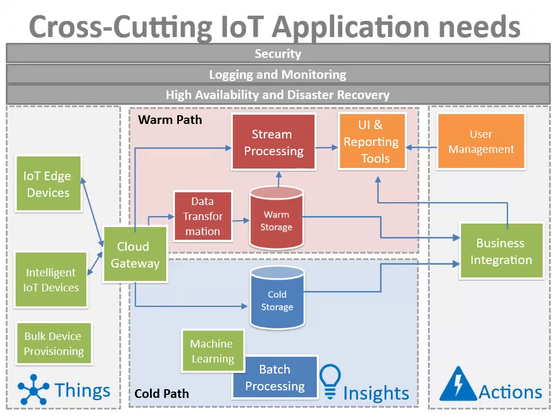There are multiple cross-cutting needs for IoT applications that are critical for success, such as security, logging and monitoring, and high availability and disaster recovery. Security is a critical consideration in each of the subsystems. Protecting IoT solutions requires secure provisioning of devices, secure connectivity between devices, edge devices, and the cloud, secure access to the backend solutions, and secure data protection in the cloud during processing and storage.